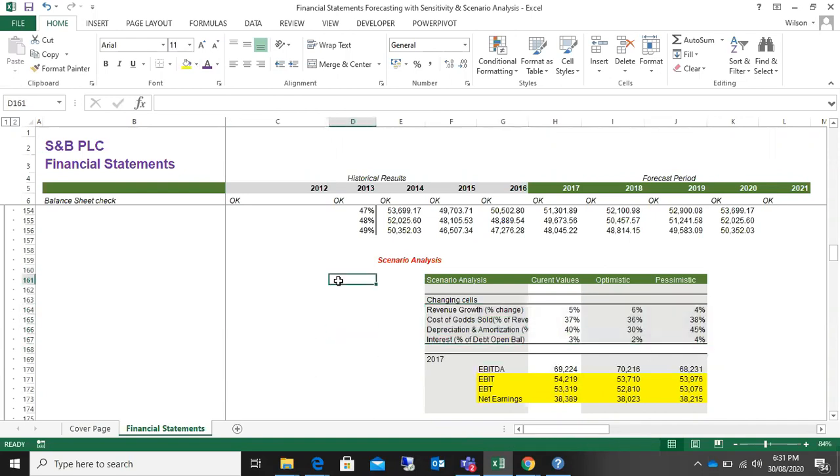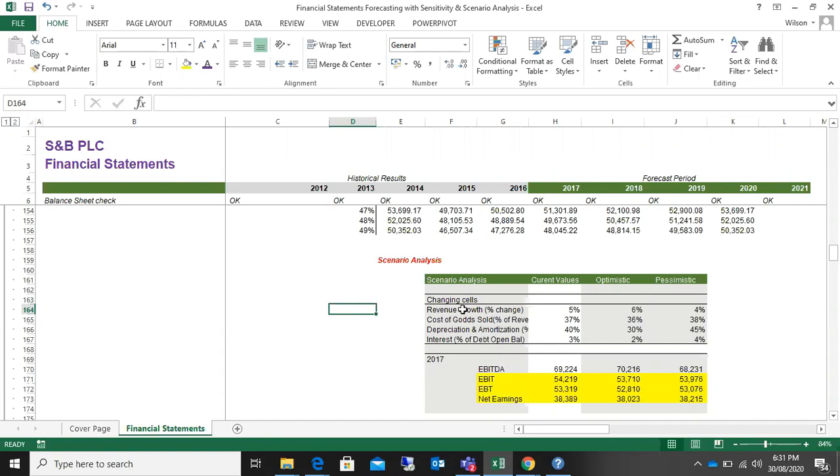EBIT is after depreciation and amortization, right? Yes. EBIT is after depreciation and amortization. That's correct. EBT is after interest, before tax. The net earnings is the bottom line, after tax. Yeah, after tax.